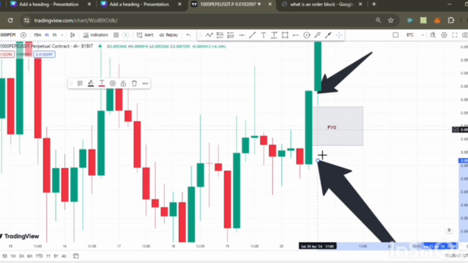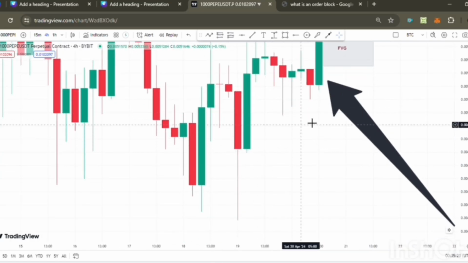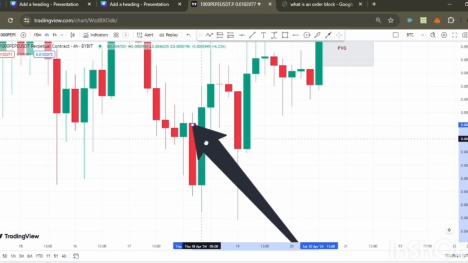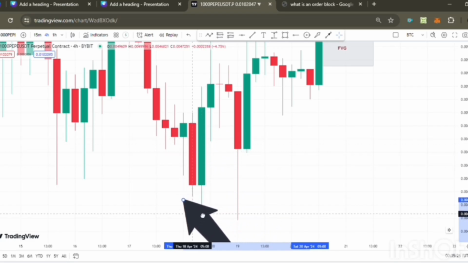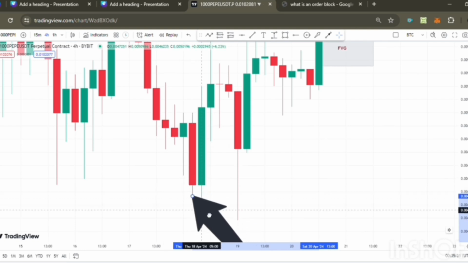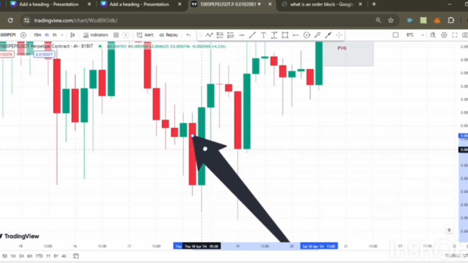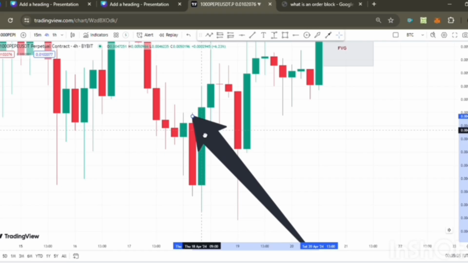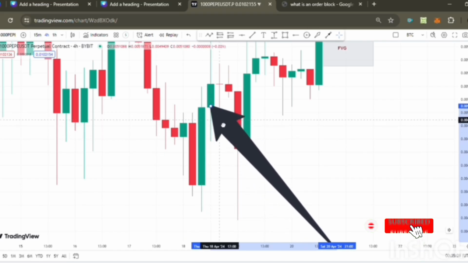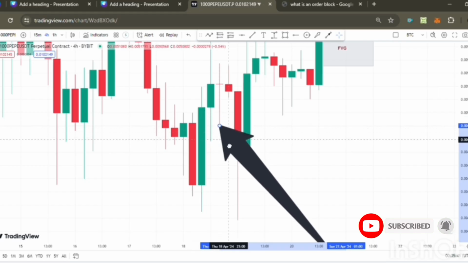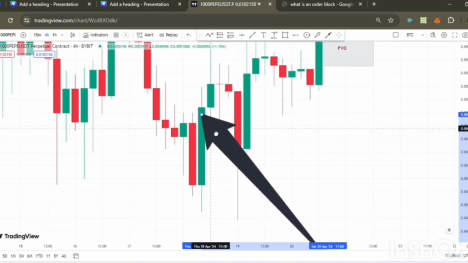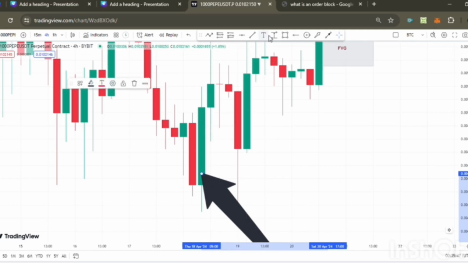Now let me show you what I mean. Here, as you can see, this red candle, the wick of this bearish candle, this long bearish candle, the upper wick, and the lower wick of the third candle after the middle one, completely cover the middle candle, which is this.